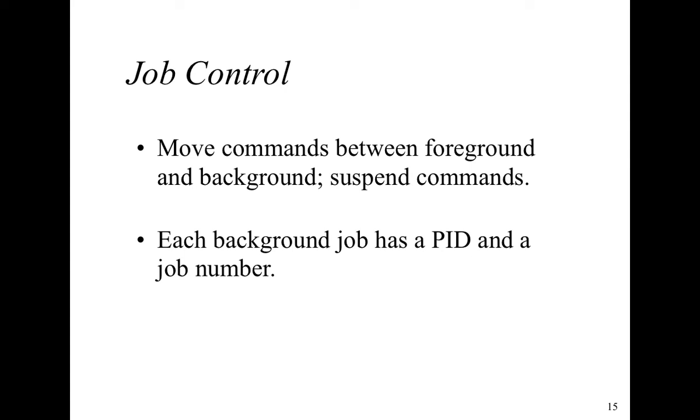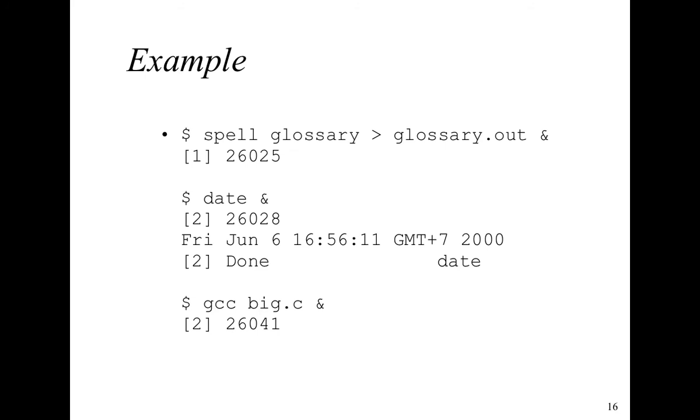Job control. So you can move commands between foreground and background and suspend commands, as we've seen before. This comes in handy with scripting, because what if you were in a script and you want to run a job in the background and then move the job from the background to the foreground when something else finishes? Then you can check on the job status and say, well, something ends, bring it to the foreground. So each background job has a process ID, as we've seen before. You type in ps and you see the process ID and a job number.